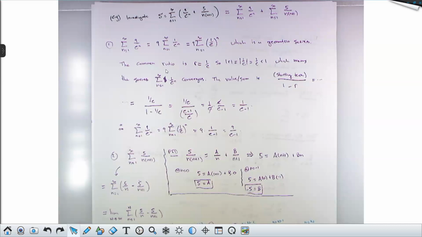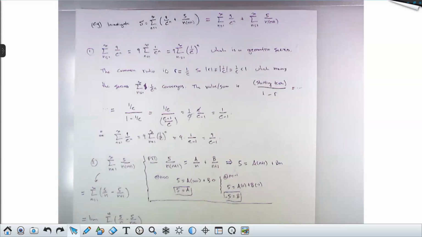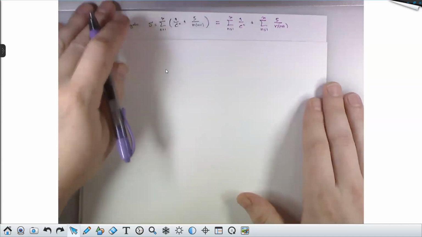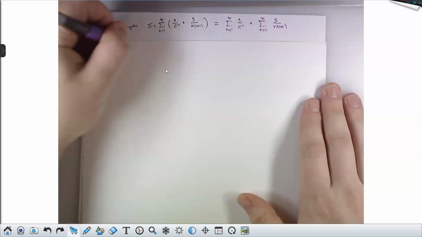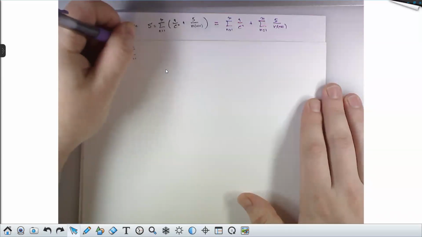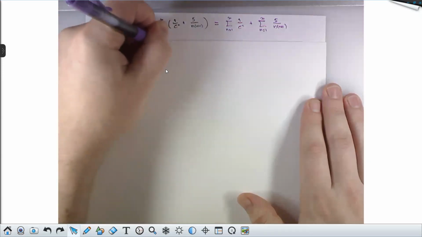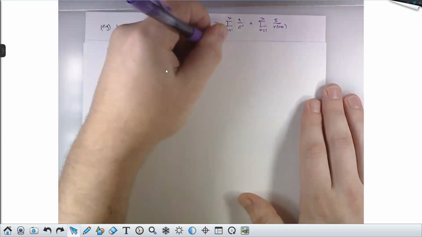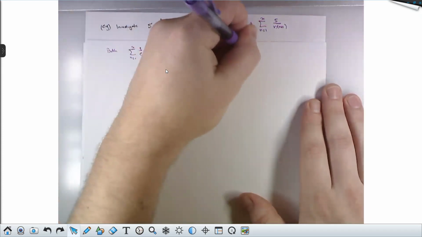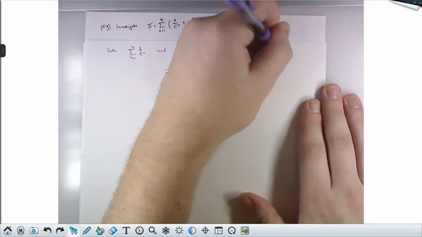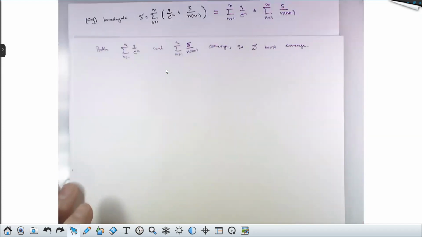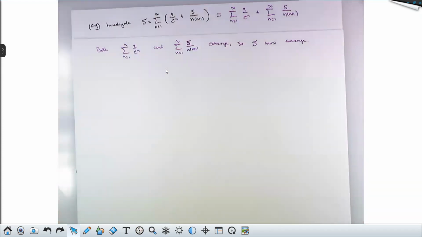Okay, we're not quite done with this problem yet. So I would finish this up by saying both sigma n equals 1 to infinity of 9 over e to the n and sigma n equals 1 to infinity of 5 over n times n plus 1 converge. So the original series S must converge, right? A convergent series plus a convergent series will always be a convergent series, because when you add two finite things, you always get a finite thing.